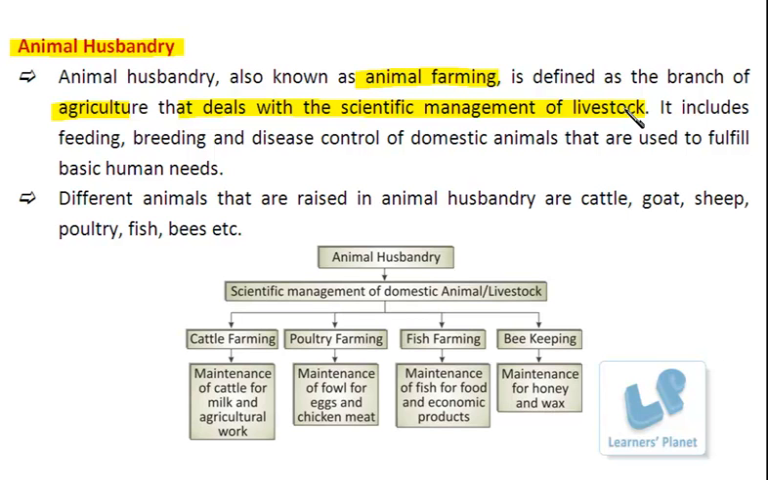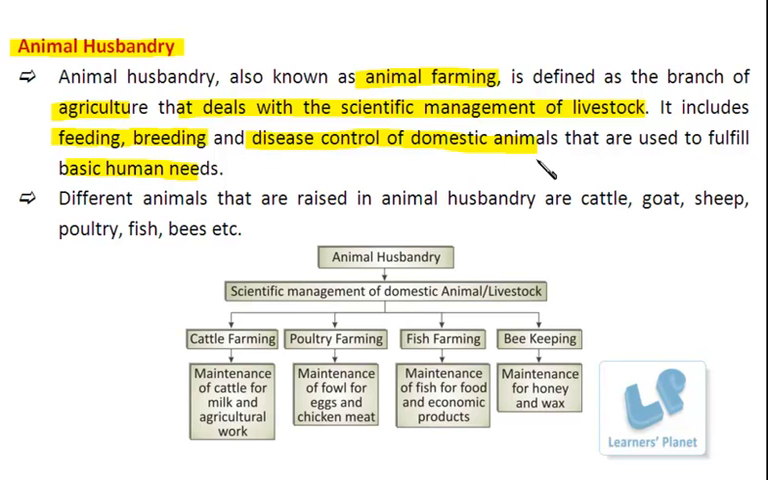Right, and this type of management program basically includes some different aspects from those which we have followed in the crop improvement program. In animal husbandry, special care is taken with respect to feeding, that means nutrition, then breeding, and the disease control of the domestic animals. Which domestic animals? Of course, those which can fulfill the basic human needs.